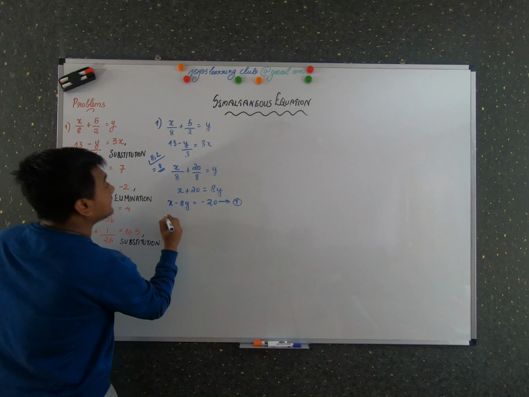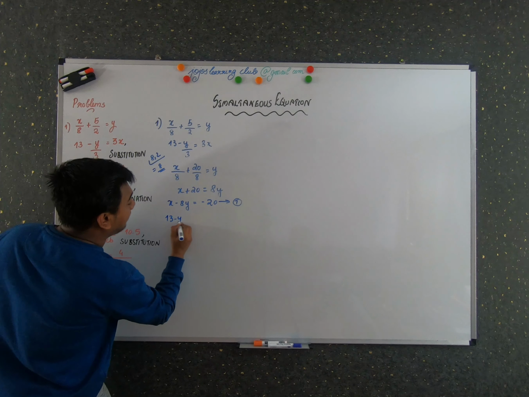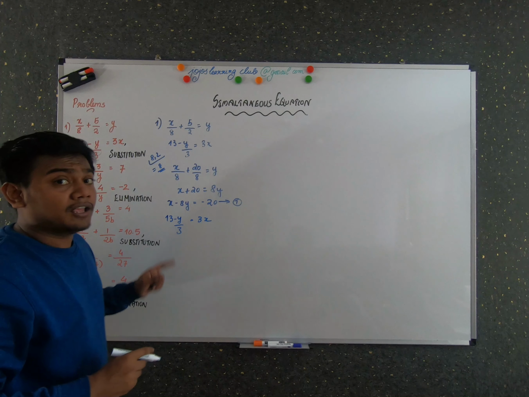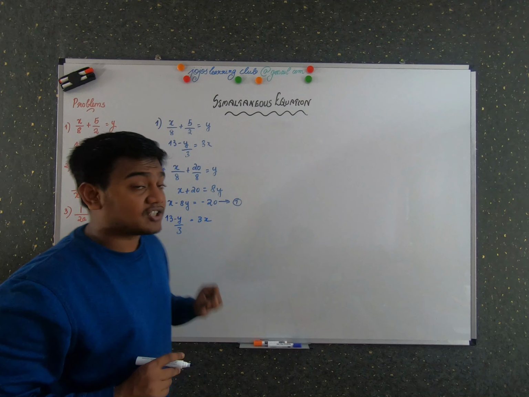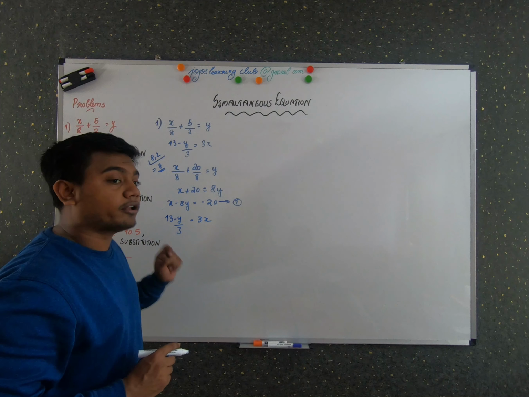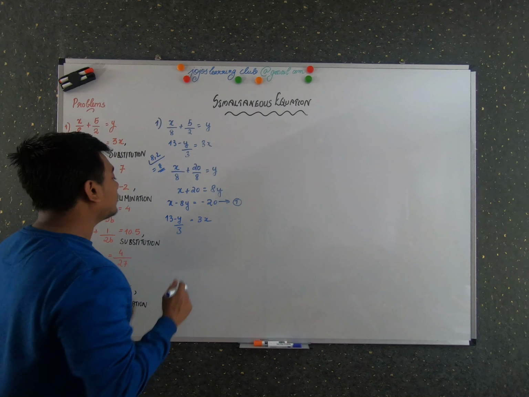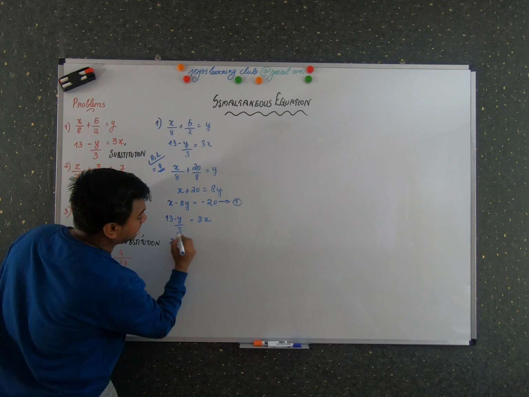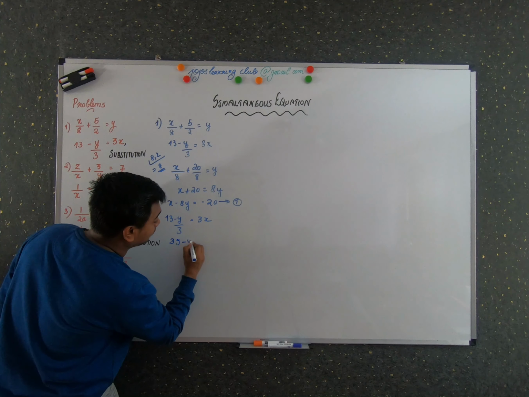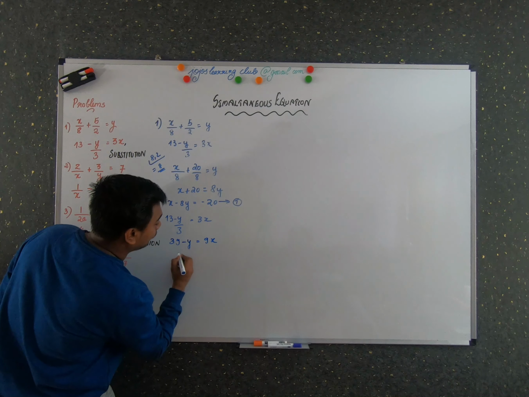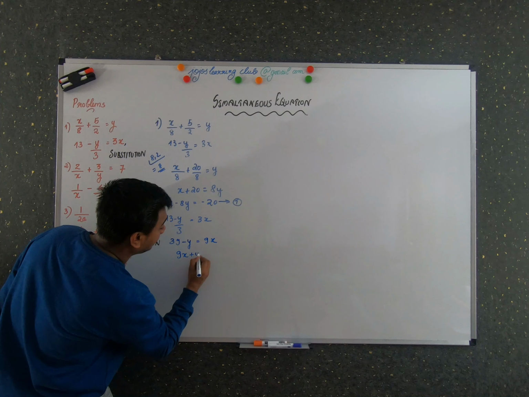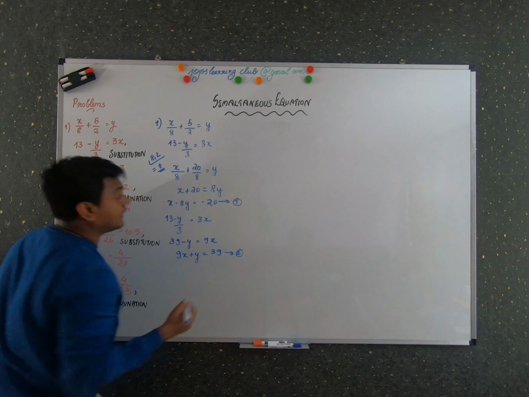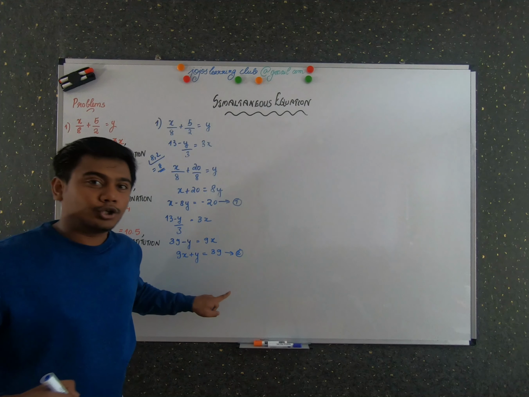Okay, now let's take the second equation: 13 minus y by 3 is equal to 3x. In this equation, the denominator of the fraction is 3, and the LCM is also 3. So I'm going to multiply again: 39 minus y is equal to 9x. So 9x plus y is equal to 39. So I have got two equations here, 1 and 2.